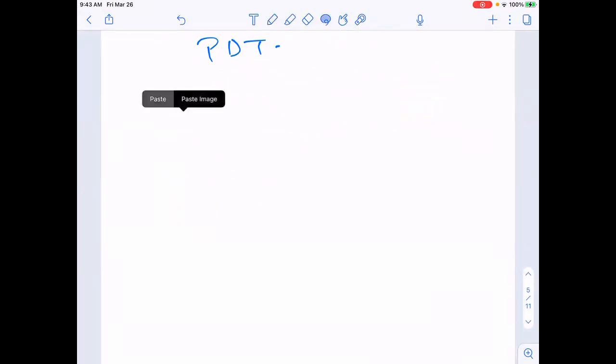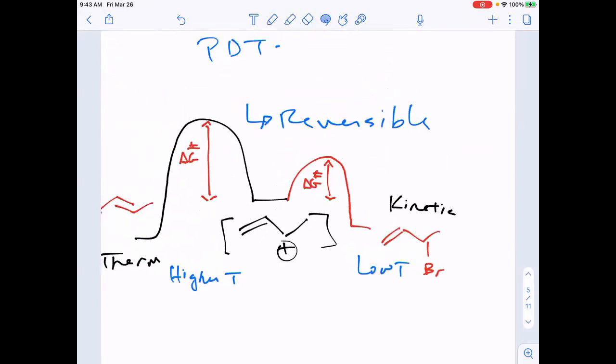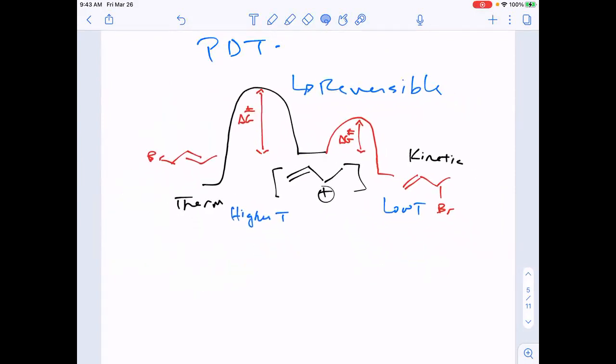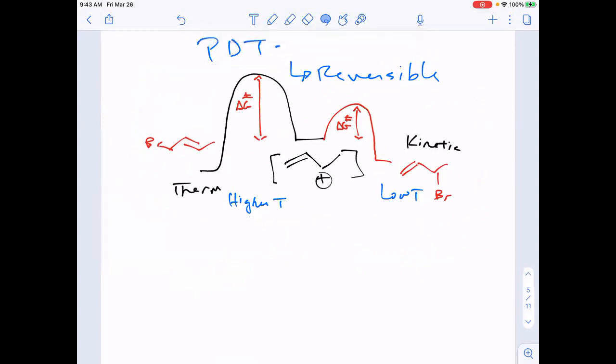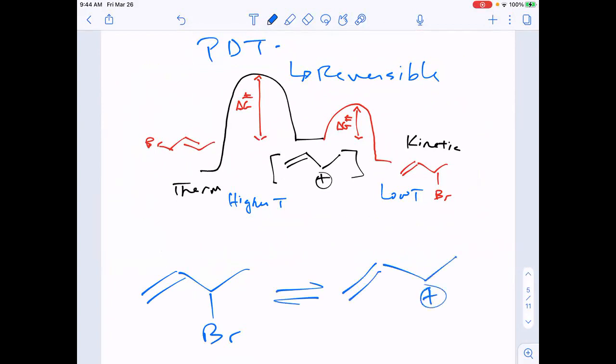So let's think about that. It's reversible now, and both products come from the same intermediate. What do you think? If I start with the kinetic product, how do I get to here?